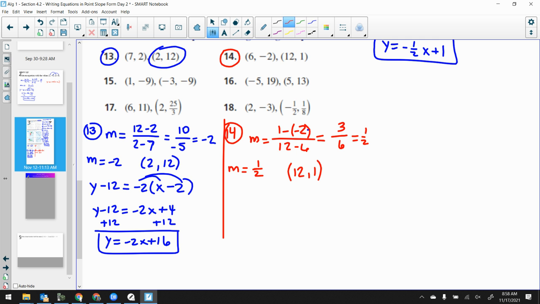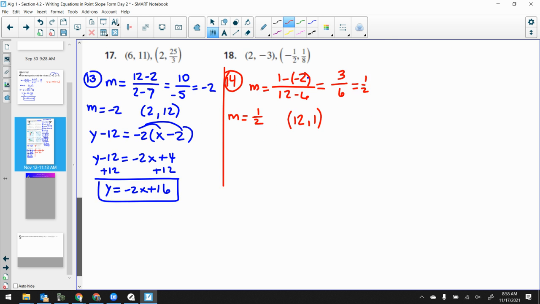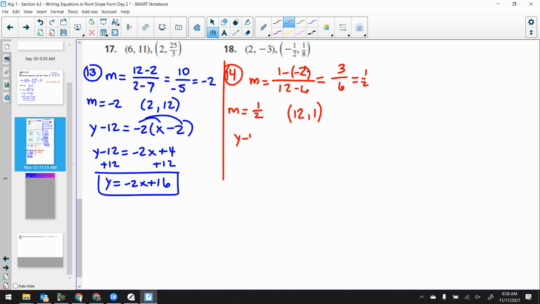Okay, set it up in point-slope form for me. Y minus 1 equals 1/2, and then x minus 12. Very good. And then we solve. So y minus 1 is equal to 1/2 x minus 6. And then we add the 1. So y is equal to 1/2 x minus 5.